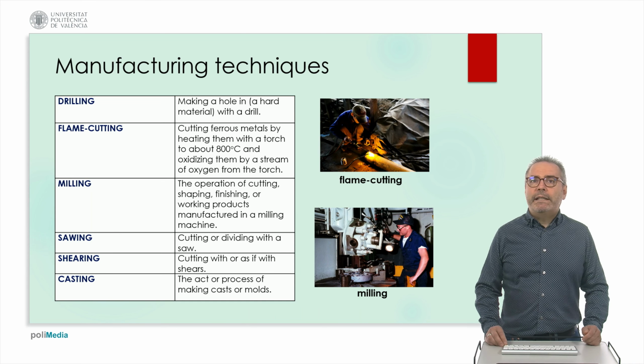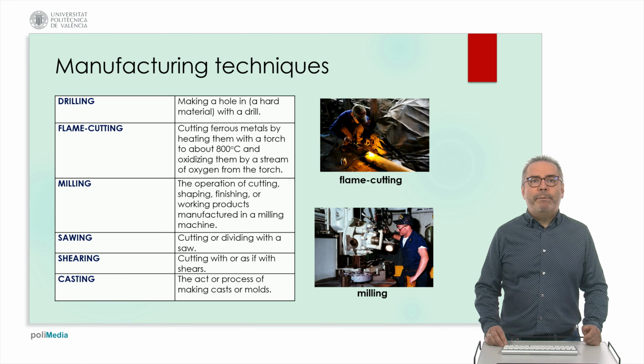These are some of the most common manufacturing techniques. The most common one is drilling, which implies making a hole in a material which is normally hard with a piece of machinery called drill. We have flame cutting, which implies cutting ferrous metals by heating them up to a very high temperature with a torch. Normally we are talking about 800 degrees Celsius.